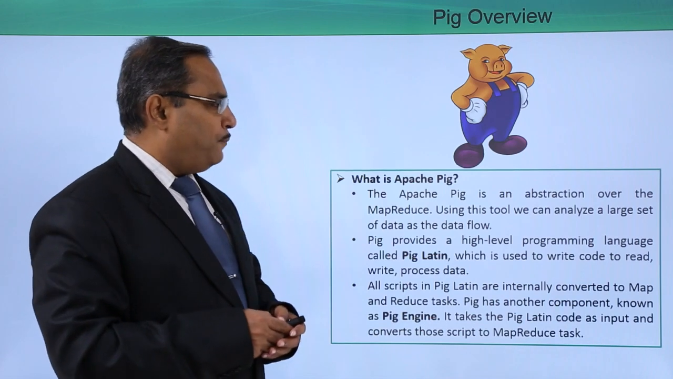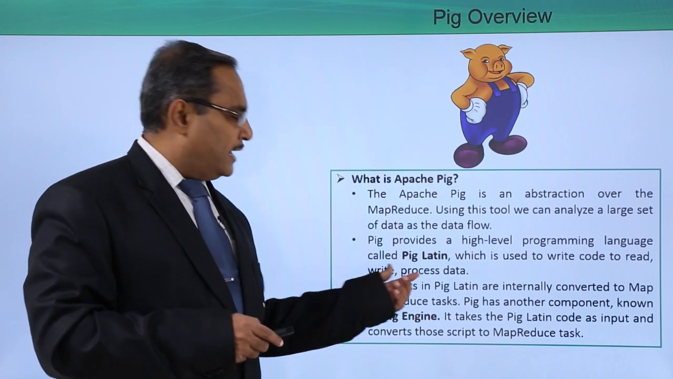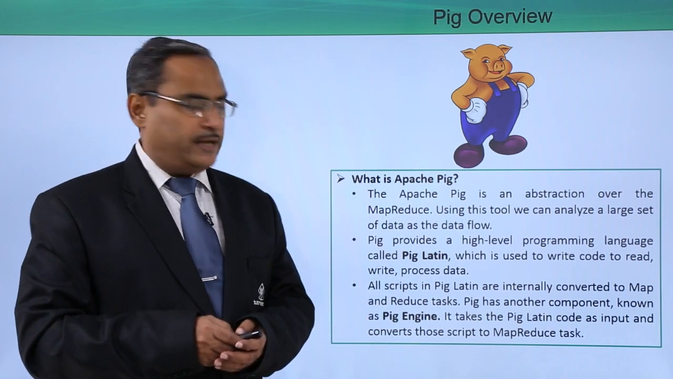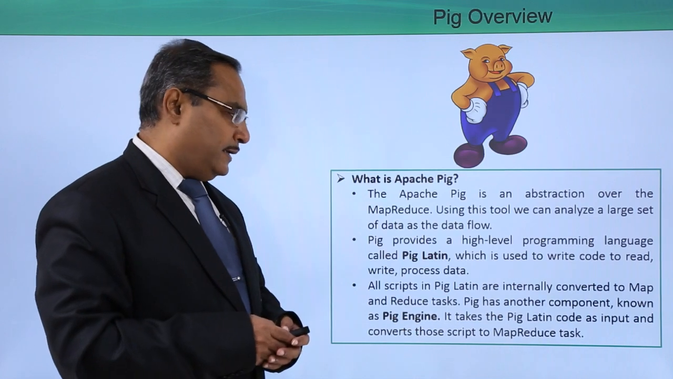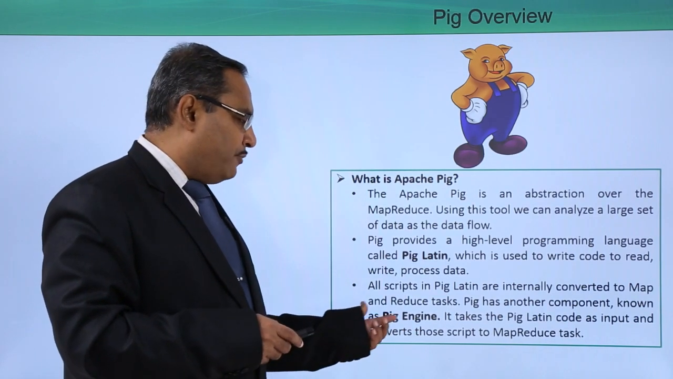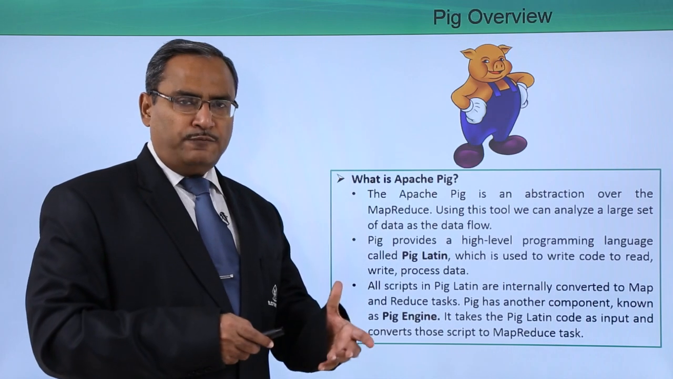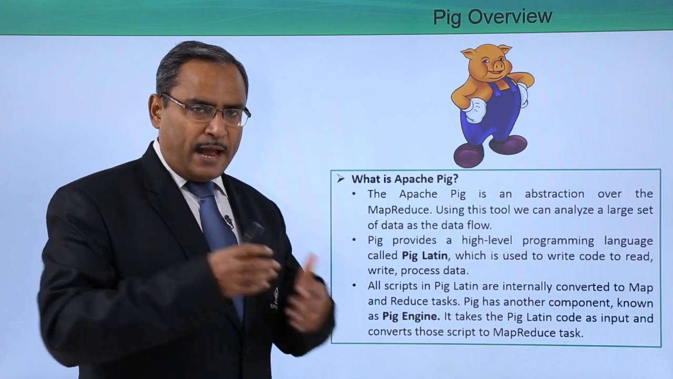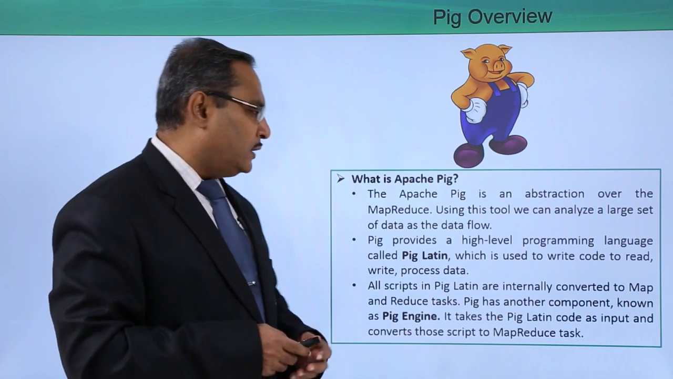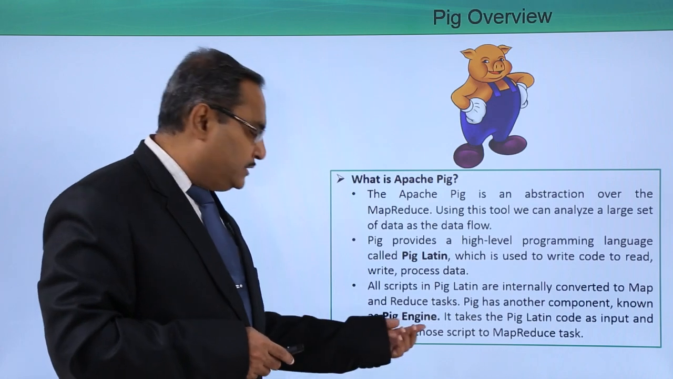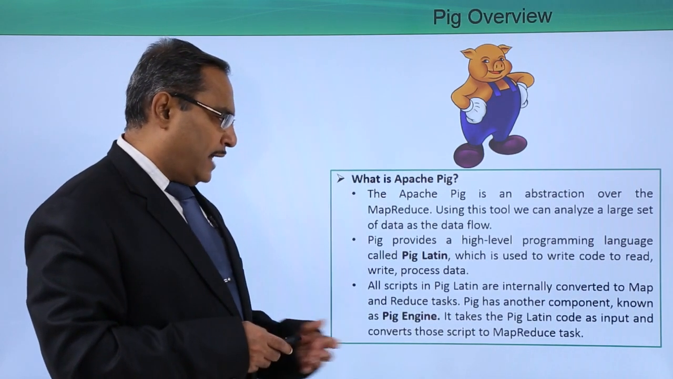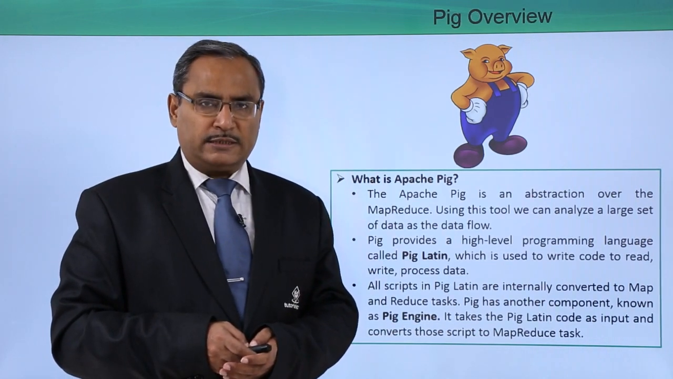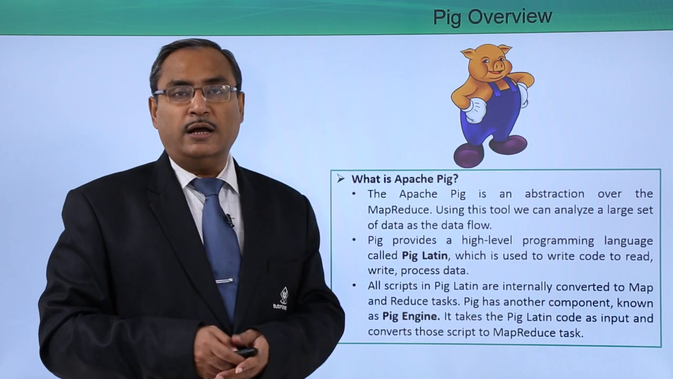PIG provides a high level programming language. This language will be known as PIG Latin, which is used to write code to read, write, and process data. So all scripts in PIG Latin are internally converted to map and reduce tasks. So whenever we are going for any execution for this PIG related applications, then it will be converted to map and reduce tasks. And PIG has another component called as PIG engine, and it takes the PIG Latin code as input and converts those script into map reduce related tasks, and that is the PIG engine which is doing the conversion.